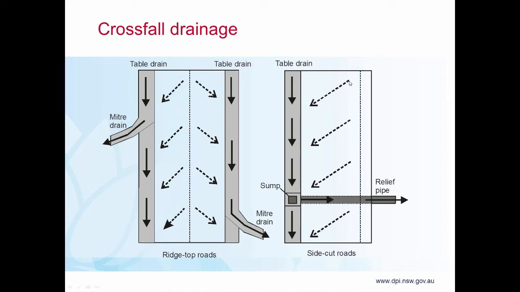What happens is the water flows in this instance from the right to the left into the table drain, and then somehow has to be removed from that table drain. So we would generally have what we call a sump, which is then connected to a pipe called a relief pipe that goes beneath the road and discharges the water out onto the fill batter, which is, in this case, on the right-hand side of the road.